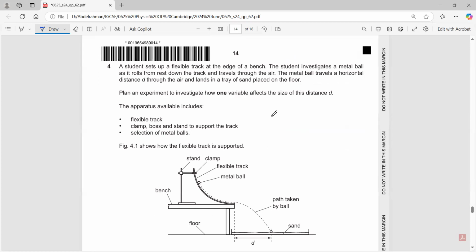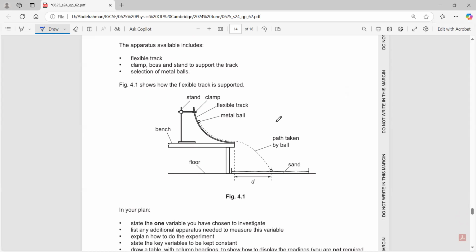A student sets up a flexible track at the edge of a bench. The student investigates a metal ball as it rolls down. Plan an experiment to investigate how one of these variables can affect the size of the horizontal distance traveled. We need to find one variable. Can I change whatever variable I need? Yes, I can change, because you have a selection of metal balls.